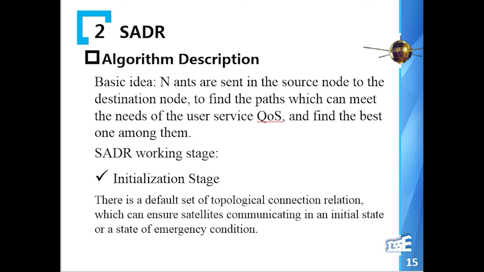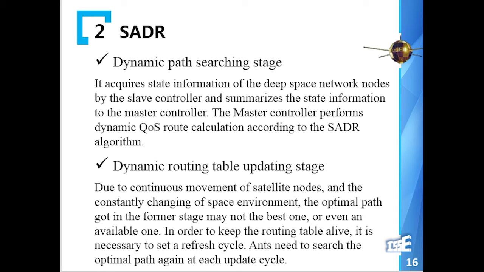The basic idea of SADA is to learn from the algorithm and periodically find the optimal path from the source node to the destination node to meet the user's QoS requirements. SADA is mainly divided into three phases. Firstly, in the initialization stage, there is a set of default topological connection relationships, which can ensure that the entire satellite network can maintain data communication in the initial state and or emergency state, even if it is not a perfect routing mode.